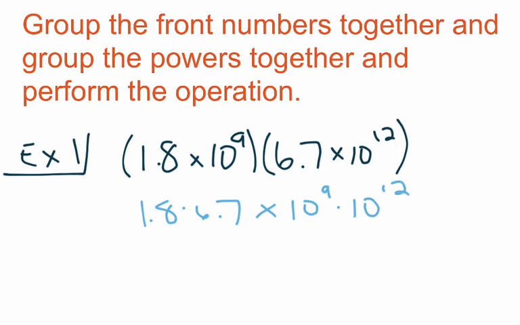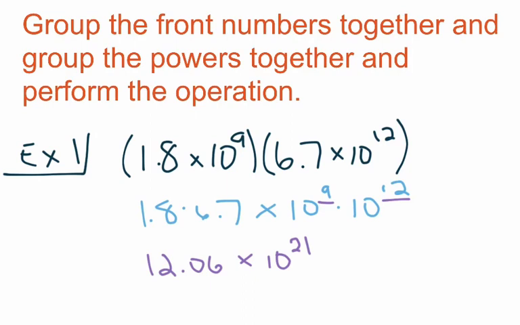Now 1.8 times 6.7 is going to give us 12.06. Then we're going to multiply that by 10. To get our exponent, 10 to the 9th times 10 to the 12th, we're multiplying powers with the same base, so that means we add the exponents. So 9 plus 12 is going to give us 21. We've multiplied the numbers in front, we got 12.06, we multiplied the powers and got 10 to the 21st. However, when we look at this answer, there's something wrong with that.